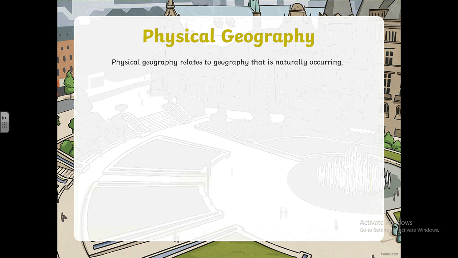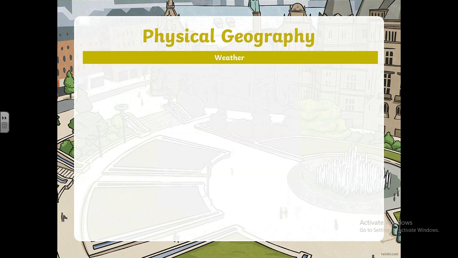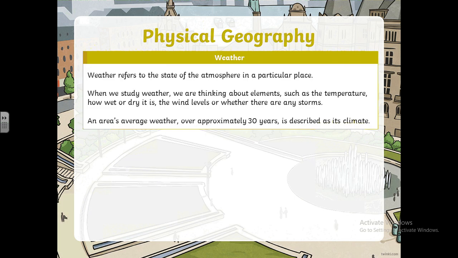Now, moving on to physical geography. Remember, physical geography relates to geography that is naturally occurring, so without needing humans in order to make it. So examples of physical geography are the weather. That happens whether humans would be here or not. So it refers to the state of the atmosphere in a particular place.